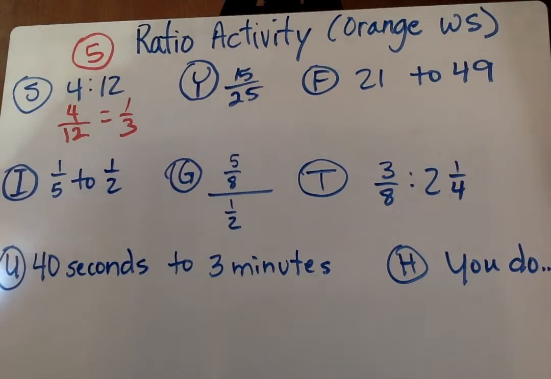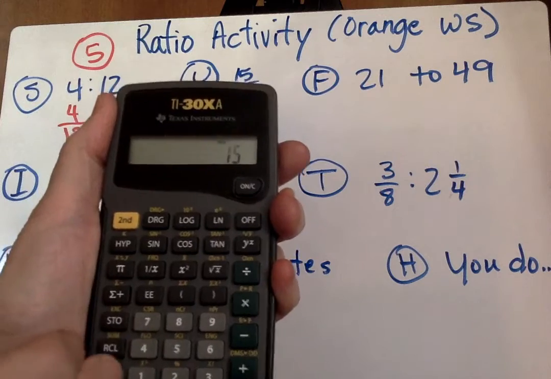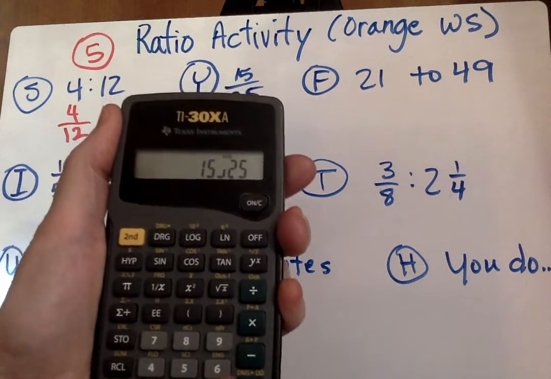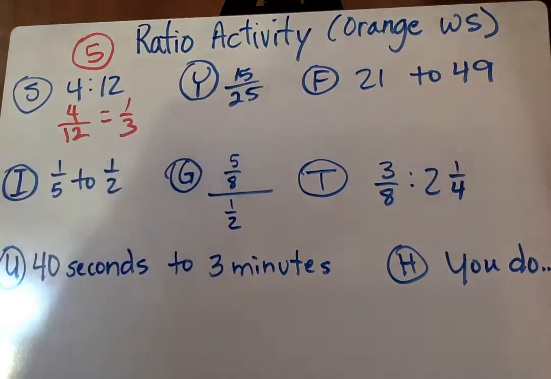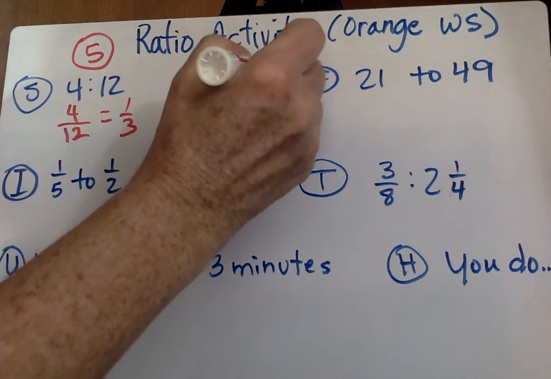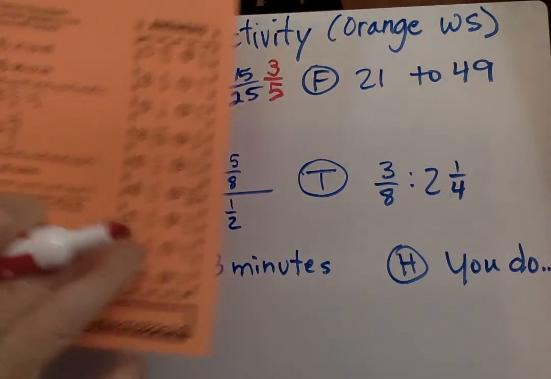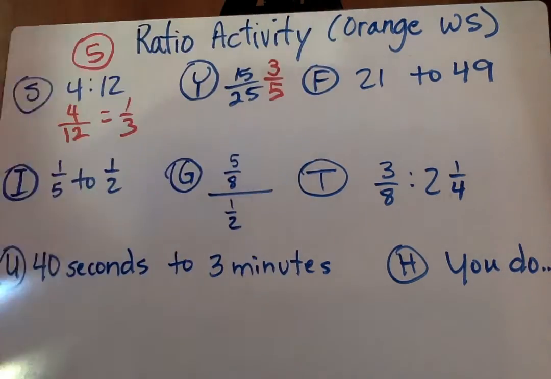Okay. Next, it's 15 over 25. So we just go 15, ABC 25. You're letting the calculator do all the work for you. So that one, 3/5. We find 3/5 and we see that is number 7.